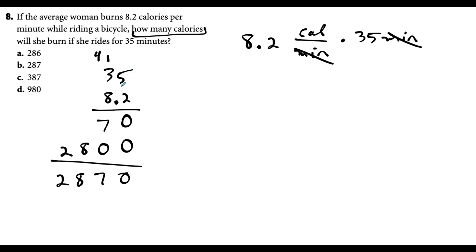How far up would this go? Just think 35 times 10 is 350. So 35 times 8.2 has to be less than 350. So the decimal goes here. Or you could remember that we ignored one decimal place. So at the end, we have to pay one decimal place back. So 287 is going to be our answer.